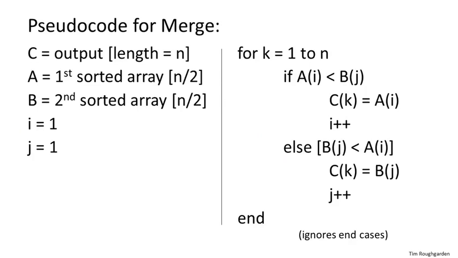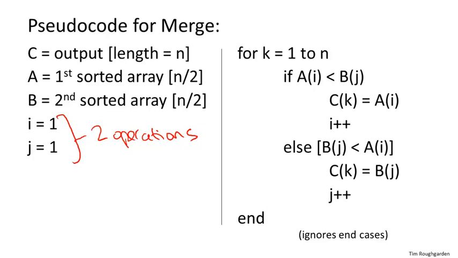So there's the initialization step. Let's say that I'm going to charge us one operation for each of these two initializations. So let's call this two operations to set i equal 1 and j equal 1. Then we have this for loop. Clearly the for loop executes a total of n times.